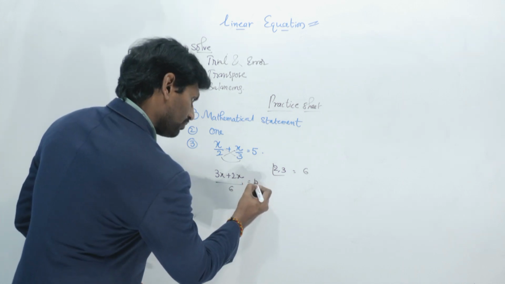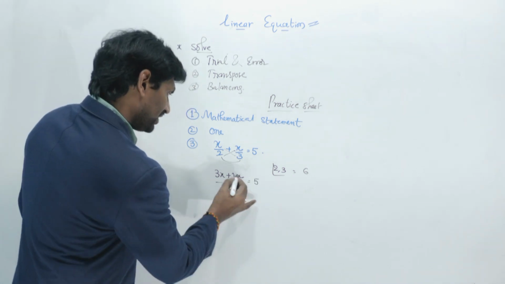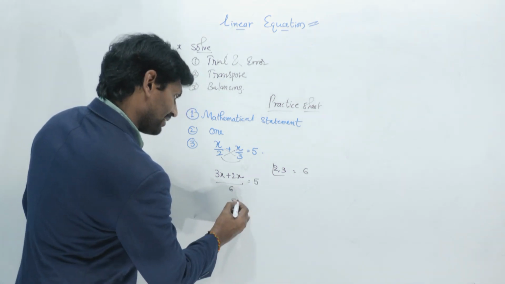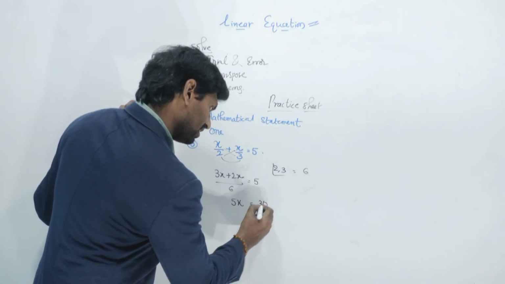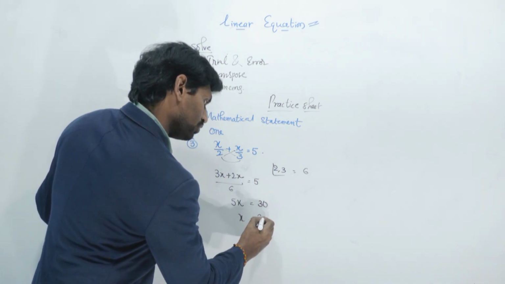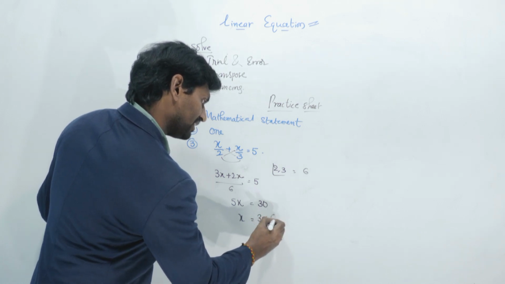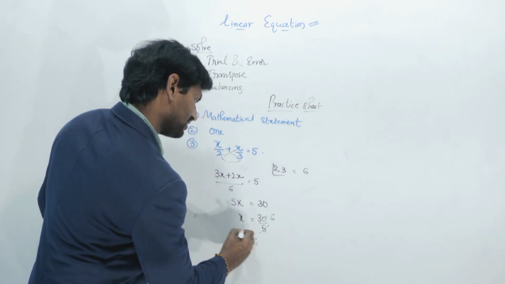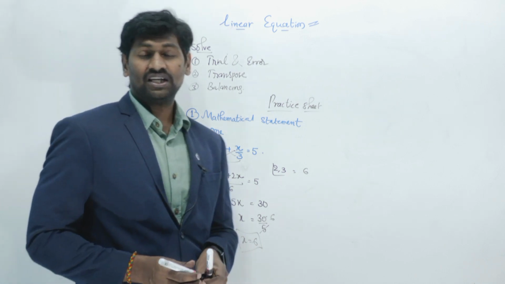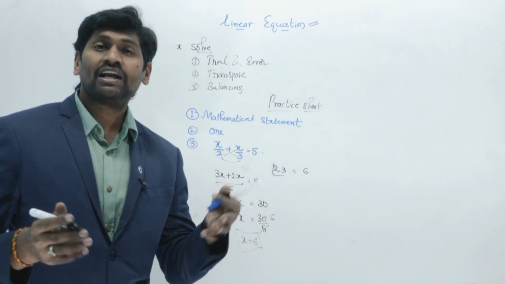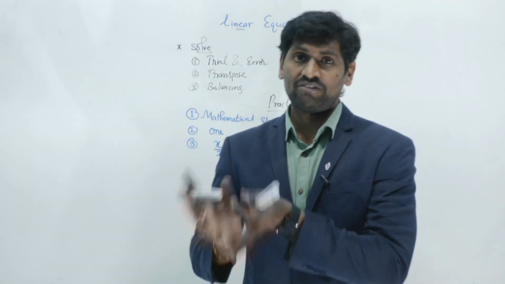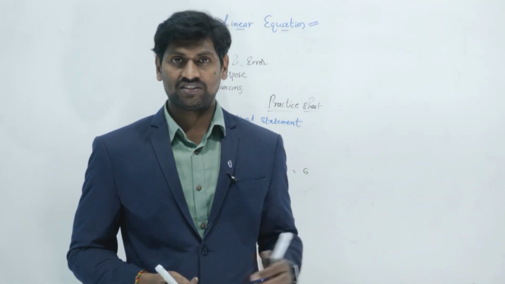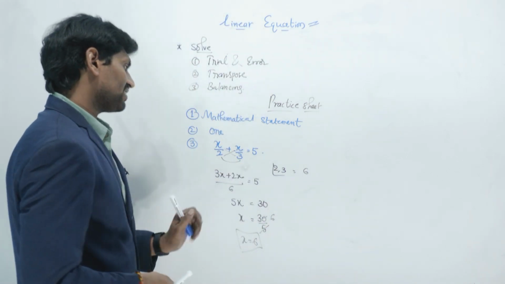Now equals 5. 3x plus 2x, like terms, we can add to get 5x. The 6 is dividing, so when you transpose it to the other side it multiplies: 6 into 5 is 30. Now x equals 30 by 5. 5 times 6 is 30, so the x value is 6. Whenever the given equations have different denominators, try to convert them into like fractions, then simplify. So the answer for x is 6.